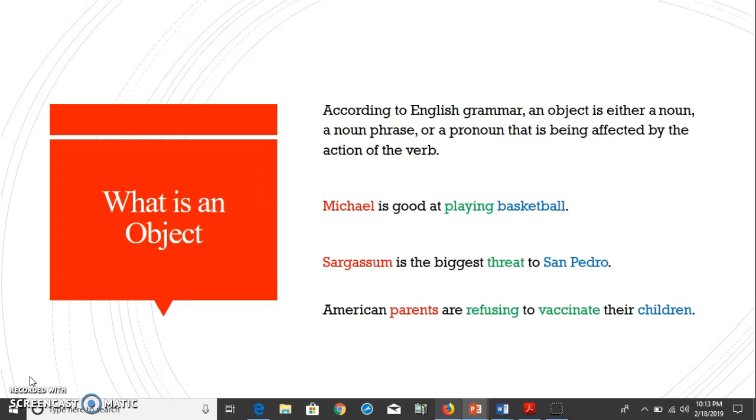Let's shift on over to what an object is. According to English grammar, an object is either a noun phrase or a pronoun that is being affected by the action of the verb. Let's go to the first sentence.